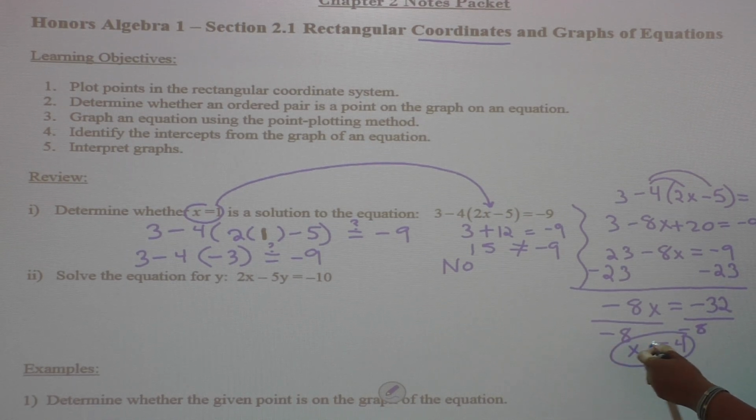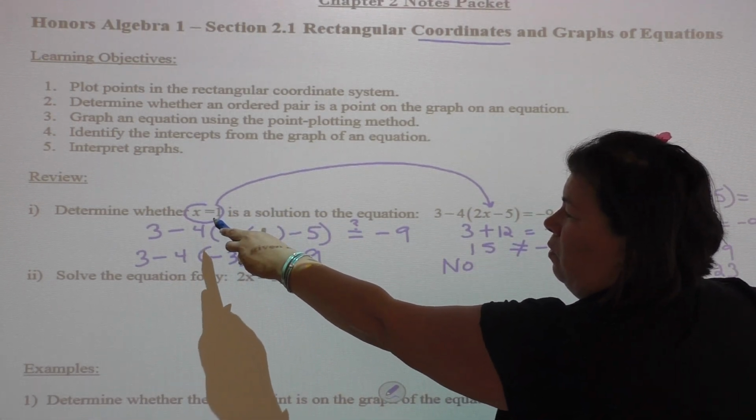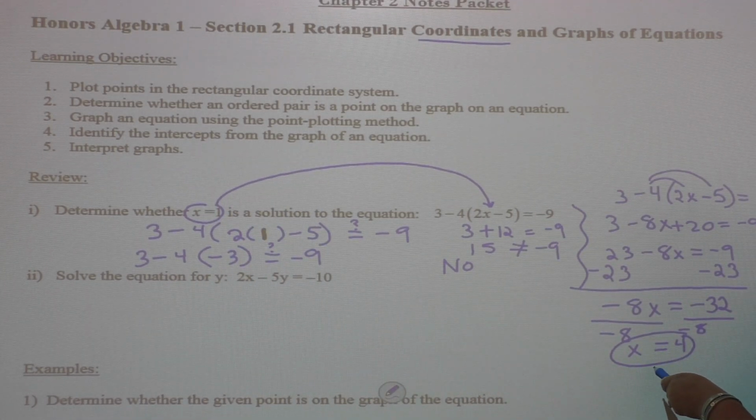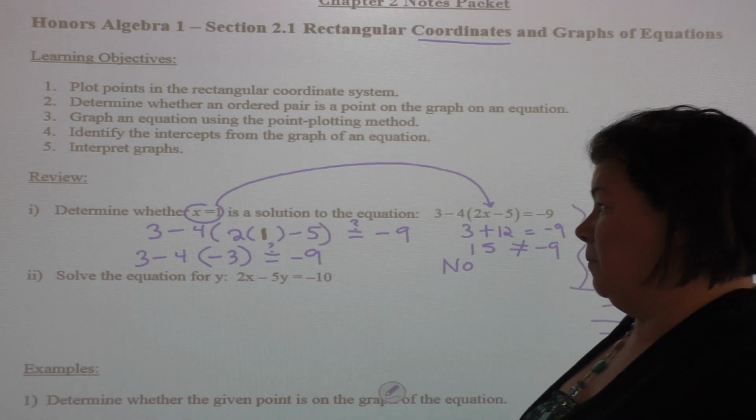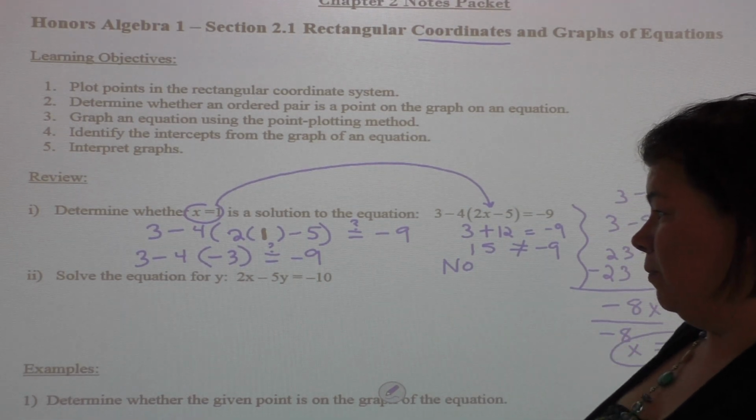So according to this, our solution for x is 4, and they're saying x equals 1. So 4 is the correct solution, 1 is not. So again, this is just confirming that 1 is not a solution. So there's your two ways.